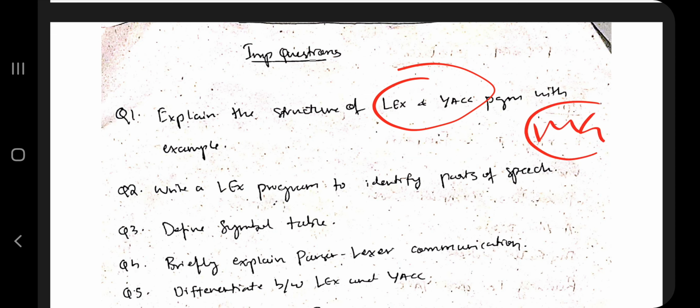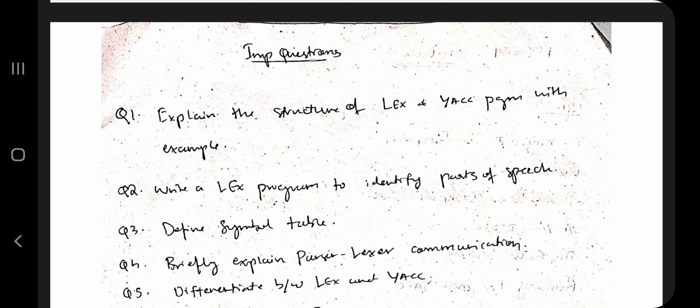That's the main aim of this module. Module 4's main aim is to make you aware of what is Lex, what is Yacc, what is its syntax, and how to write the code given a question. Okay, that's all they are checking. So with this mindset you have to approach further in this video. Fine. The first question: explain the structure of Lex and Yacc program with an example.